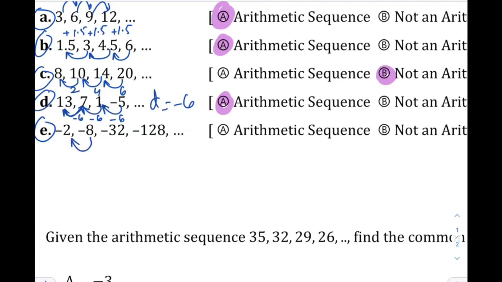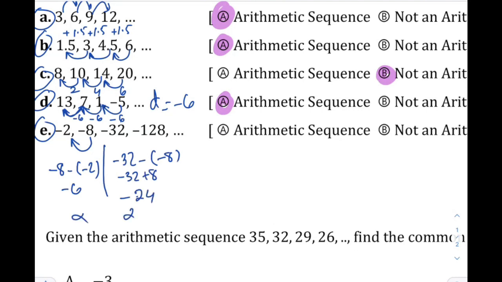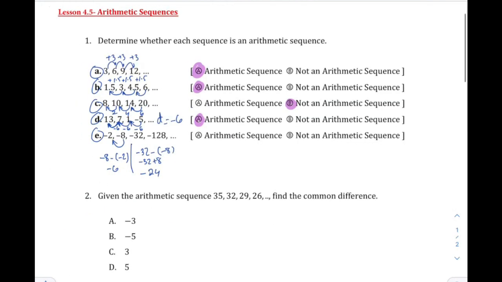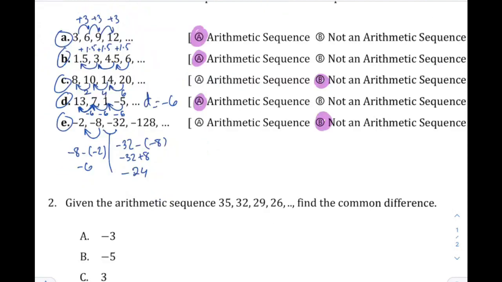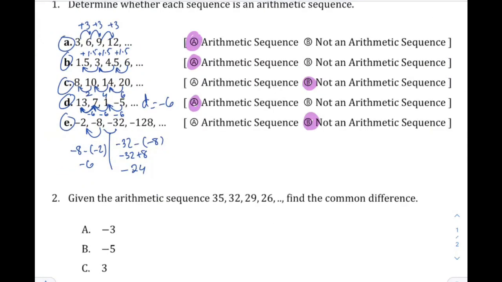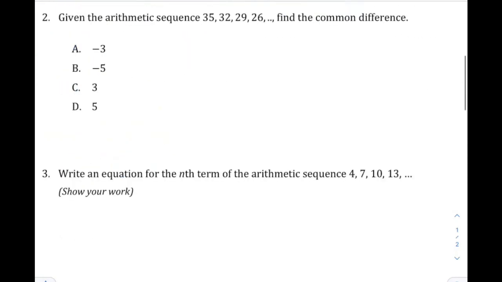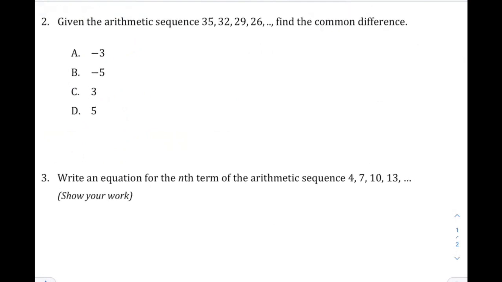Negative 8 minus 2 is negative 6. Negative 32 minus 8 is how much? Negative 32 plus 8, it is negative 24. So they are not the same here. That means it is not an arithmetic sequence. Even though we can expect that they are multiplied by 4, by 4, by 4, multiplication is not part of the definition of the arithmetic sequence. It's not an arithmetic sequence.